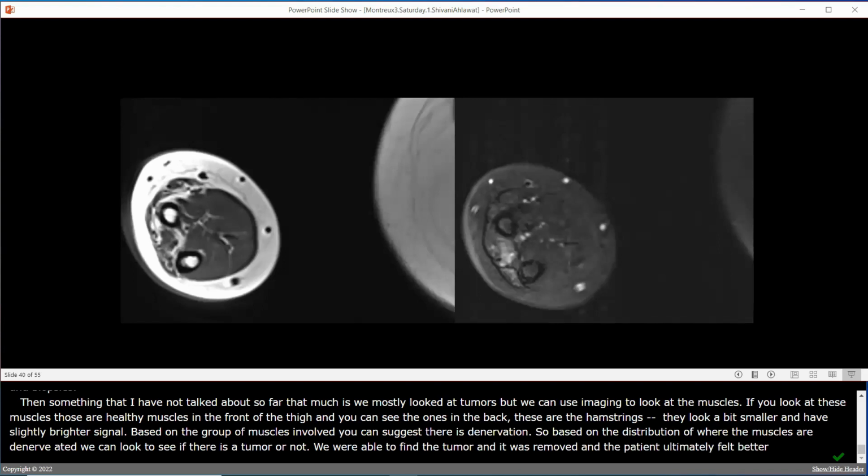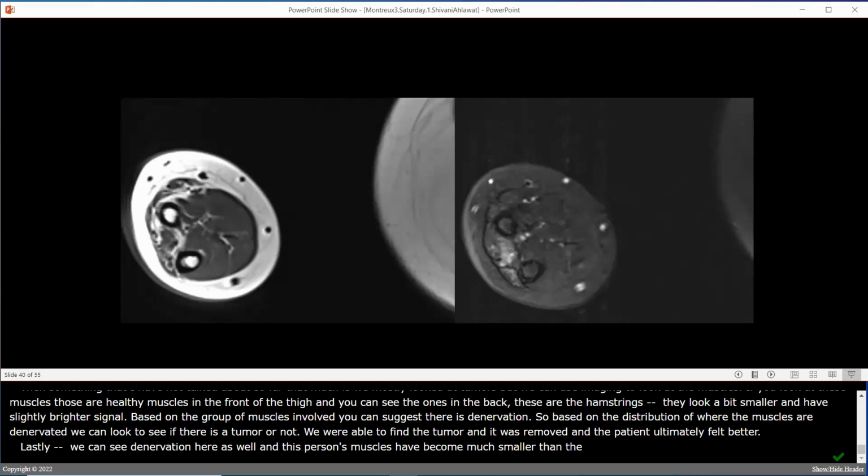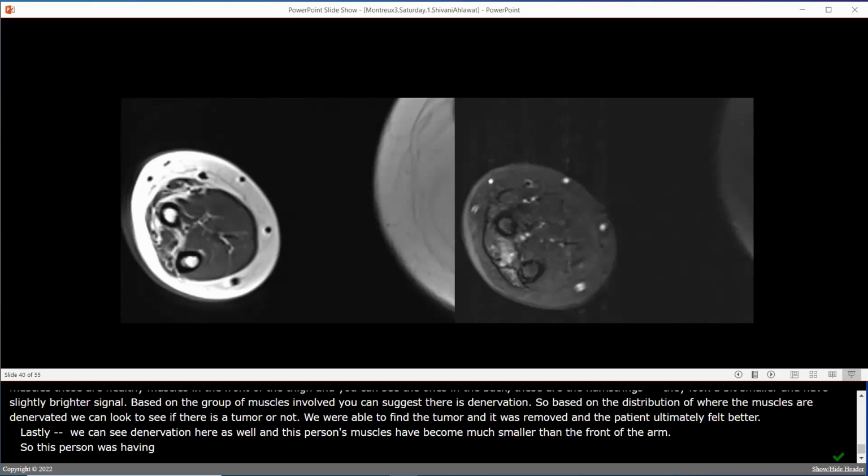Lastly, we can see denervation here also. So denervation is injury to the muscle after a peripheral nerve insult. And this person's muscles have become much smaller than the front of the arm and fatty replaced. So this person was having inability to move their fingers, finger extension problems, and the muscles are completely fatty replaced and atrophied. Basically, there's end organ damage.